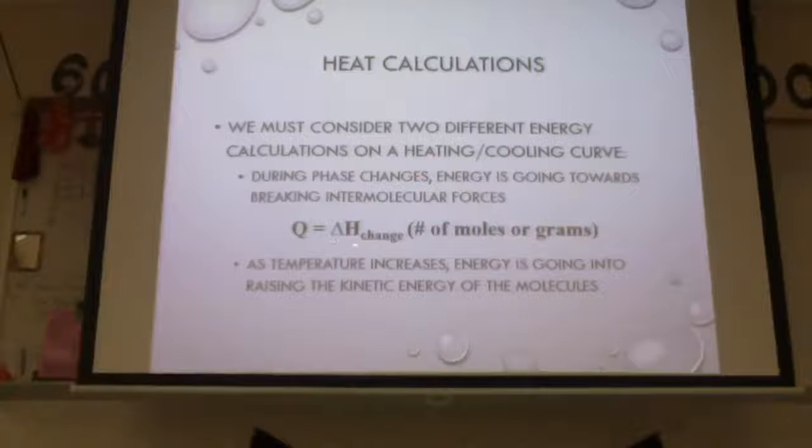It won't tell you. You have to look at the units of your molar heat. If you're in units of kilojoules per mole, you're multiplying by moles. If you're in kilojoules per gram, you're multiplying by grams. Now the other type of Q, Q just stands for heat or energy.